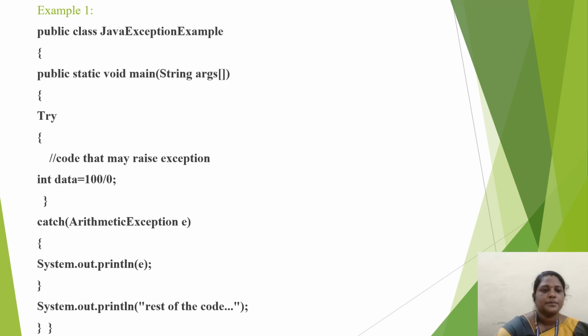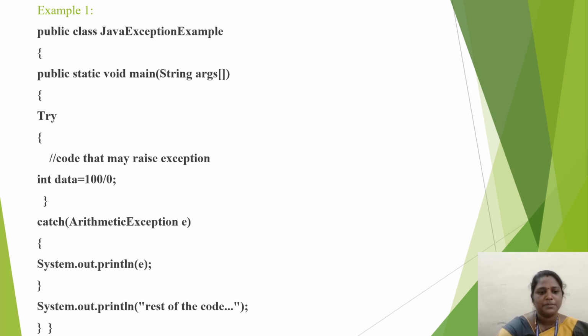Next, we discuss the try-catch example. First is public class. Here, public is an access specifier, and the class name is JavaExceptionExample. The program begins in the main method. Here, we have to place the code that may throw exceptions in the try block.